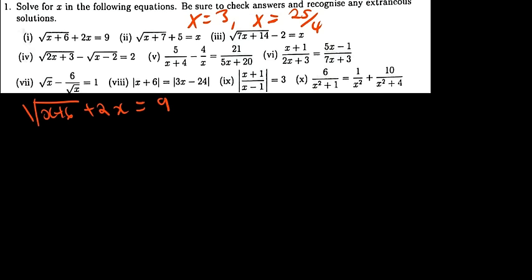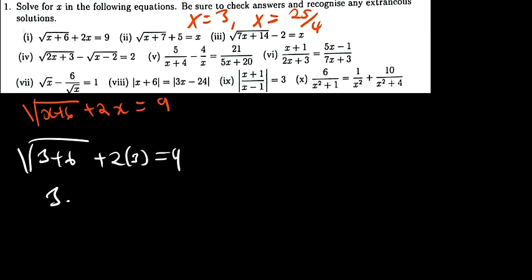Let's plug in 3. We see if it's going to give us 9. So the square root of 3 plus 6, then plus 2 times 3 is equal to 9. Here I'm going to get 9. The square root of 9 is 3. 2 times 3 is 6, plus 3 is equal to 9. So 9 is equal to 9. So indeed x is equal to 3 is the solution for this radical equation. As simple as that.